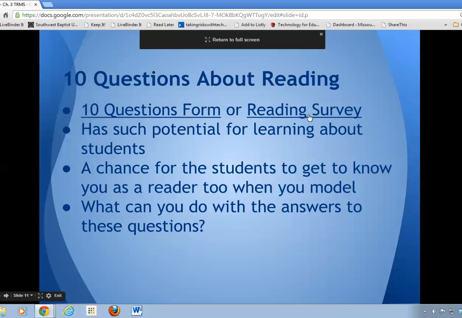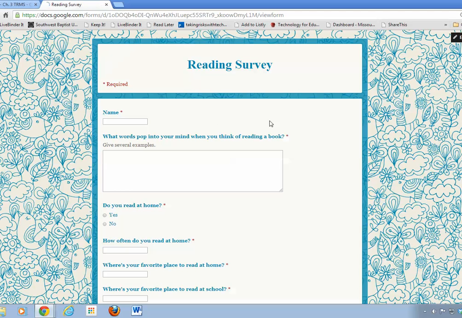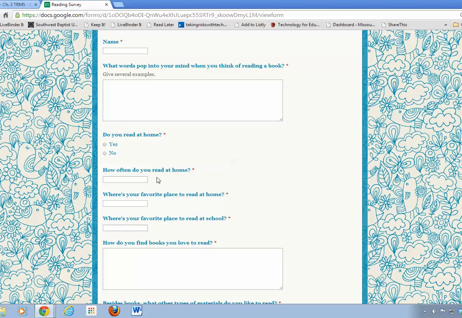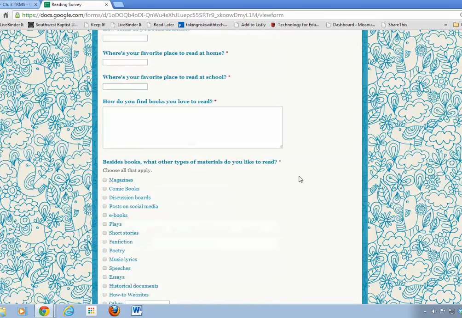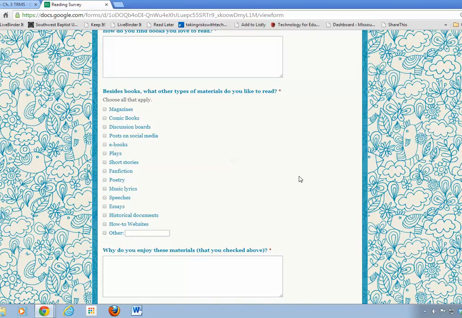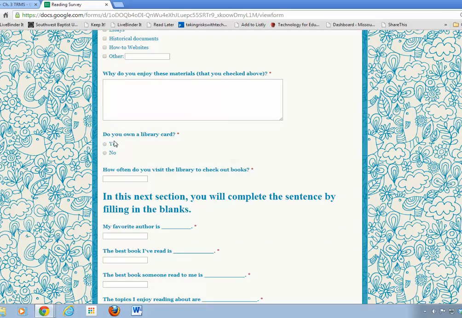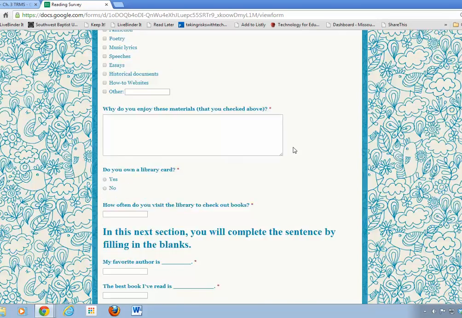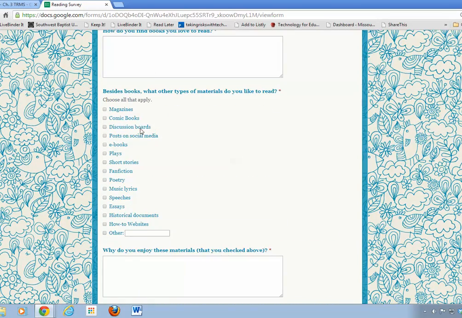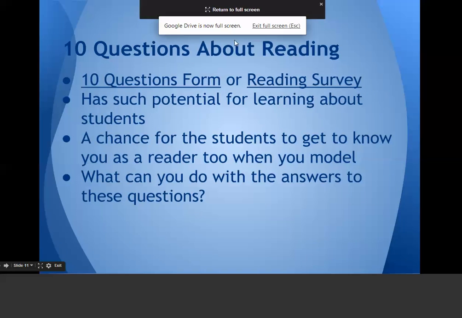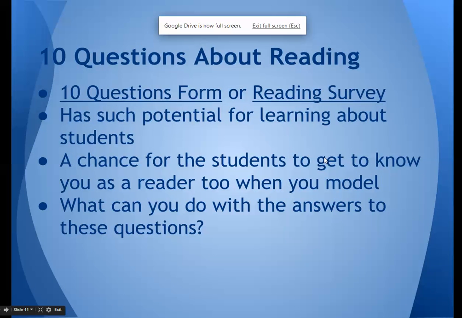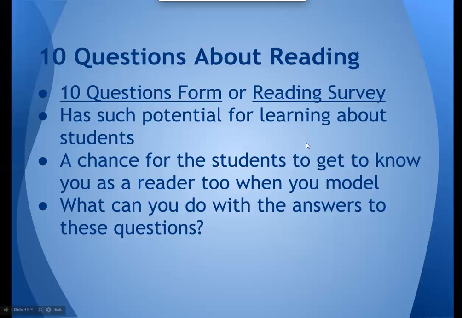And the other one is a similar survey, but a little bit different. Do you read at home? How often? So maybe it's a little bit more personal. It talks about owning a library card and the different types of genres that you enjoy. And so you can choose one of those two forms to fill out by the end of the week, Friday midnight. So I've already talked about those.